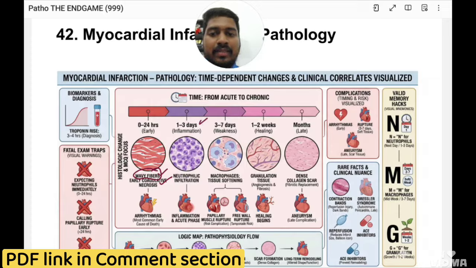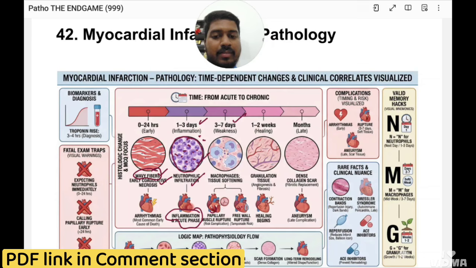After 1 to 3 days, we have neutrophils. You can see neutrophils coming over here, and they invade the myocardium. So it causes neutrophilic infiltration, which sets the inflammation phase. After 3 to 7 days, the macrophages come, lymphocytes come. This is the same as the acute inflammation process, which I have explained in topic number 1. Now there will be softening of the dead heart cells.